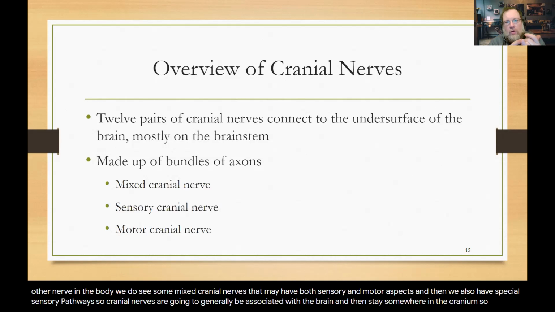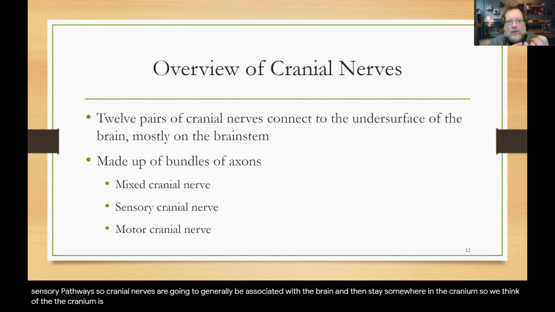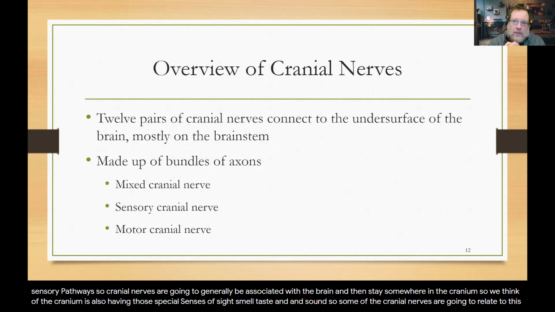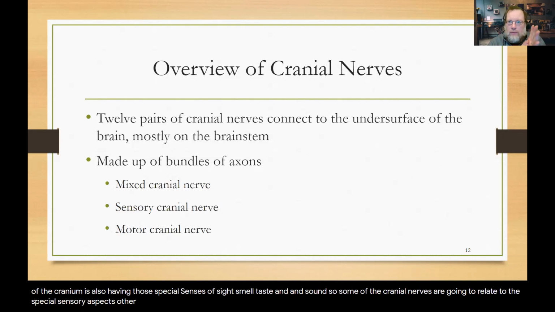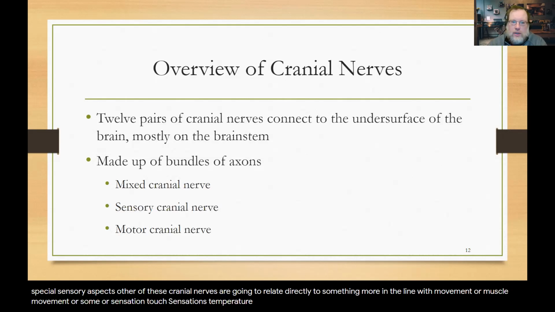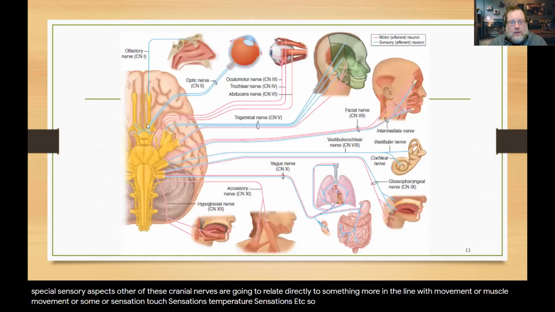We think of the cranium as also having those special senses of sight, smell, taste, and sound. So some of the cranial nerves are going to relate to the special sensory aspects. Other cranial nerves are going to relate directly to movement or muscle movement, or sensation, touch sensations, temperature sensations, etc. So anyway, there are 12 pairs. We see the olfactory or the smell pathway coming from the first pair, and then the optic nerve.